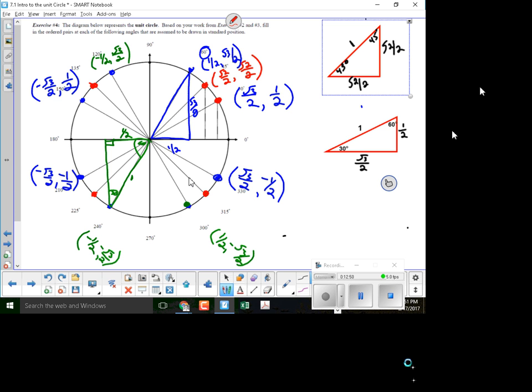Then I'll let you get 180 plus 45, which is 225. And then 360 minus 45, which is 315. I'll let you fill in the blanks there. I'll go over them with you in 1 minute.